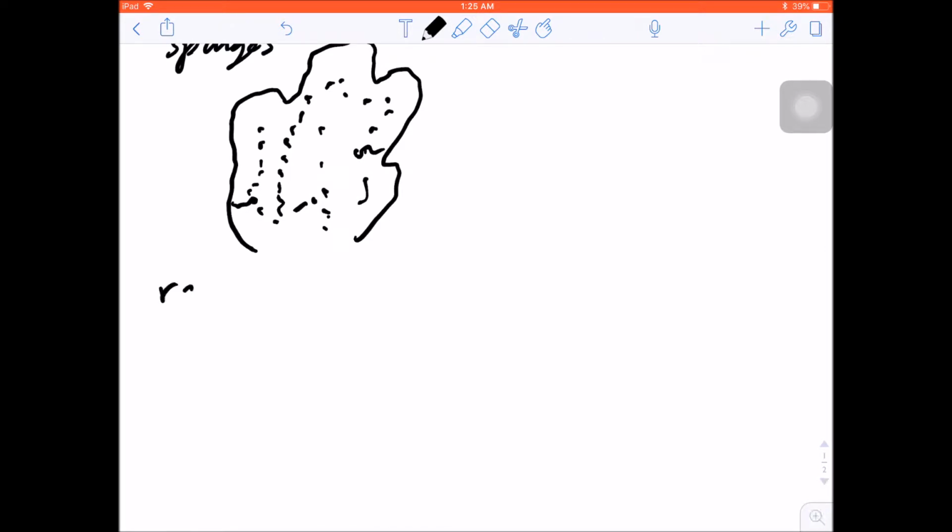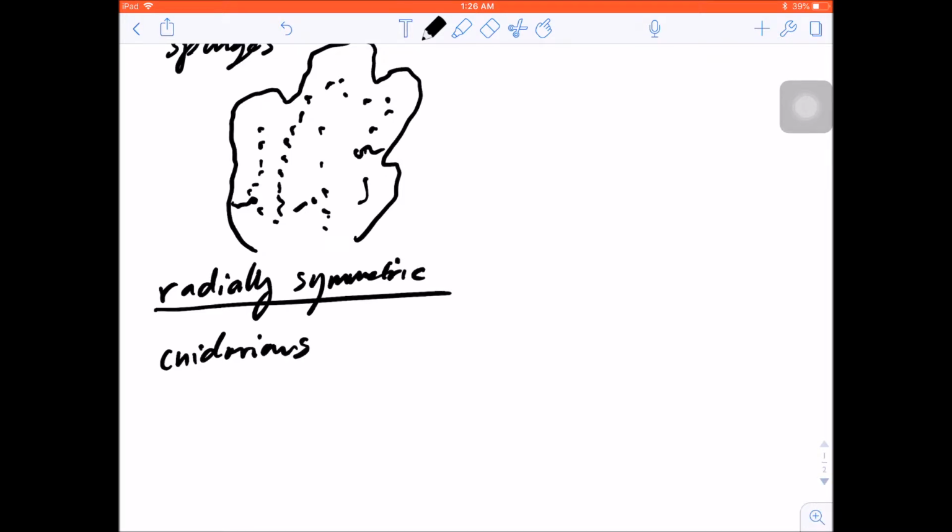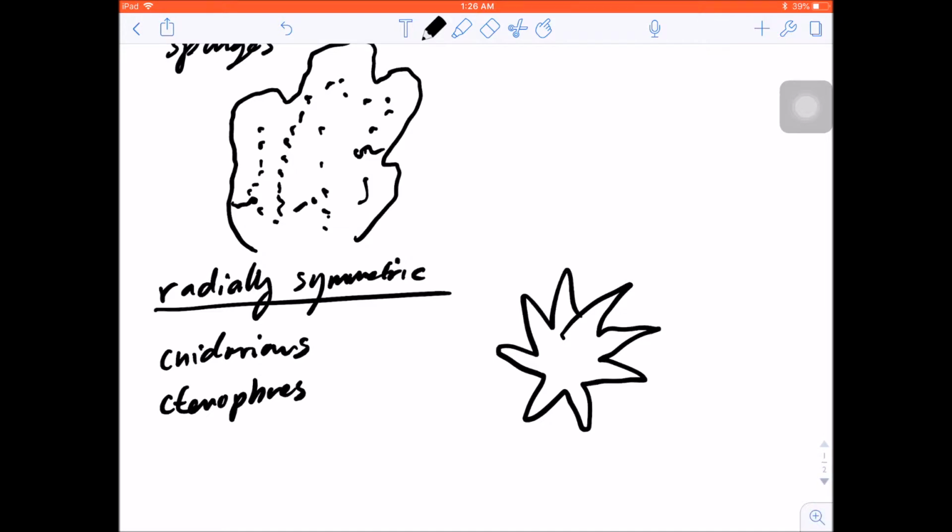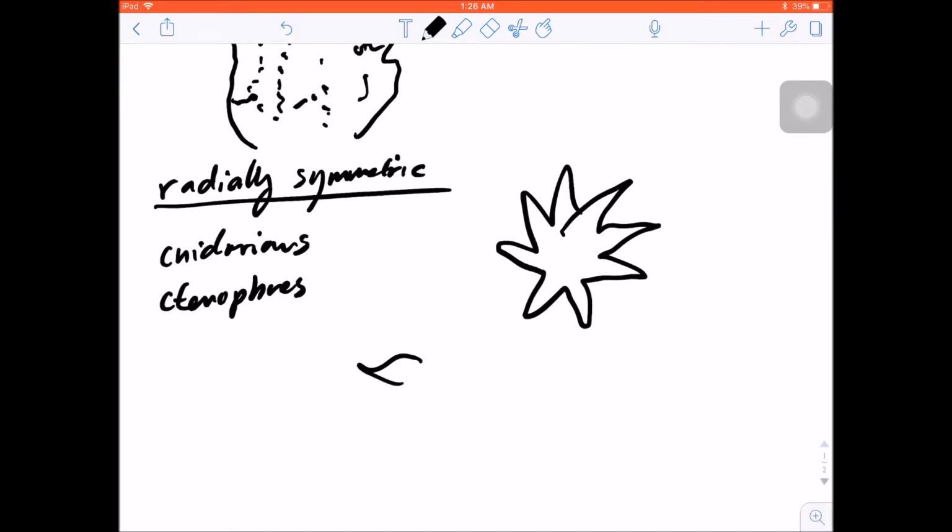Next, we'll go to the radially symmetric organisms. These are the cnidarians, the anemones, the hydra, whatnot, the jellyfish, and the ctenophores. And we'll do a top view and a side view.